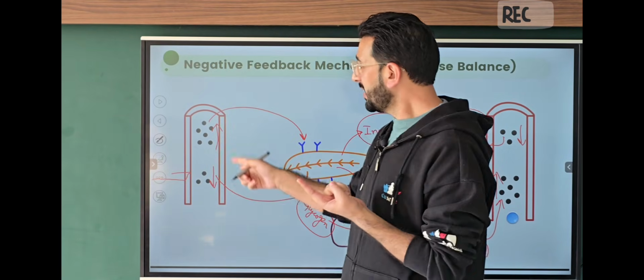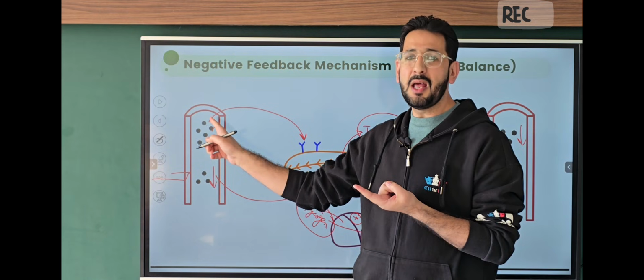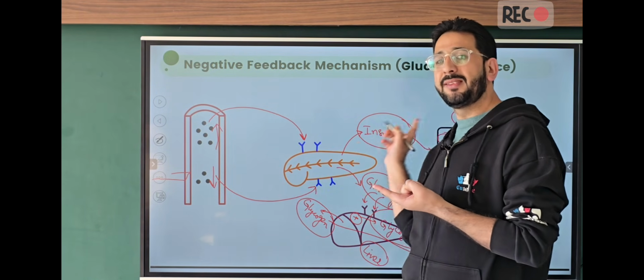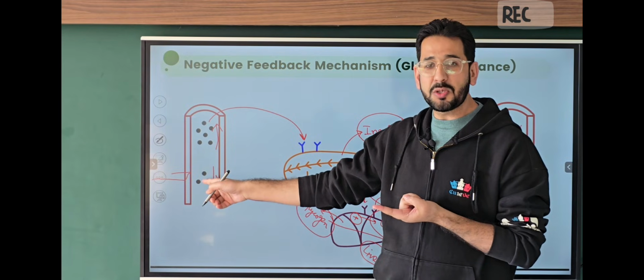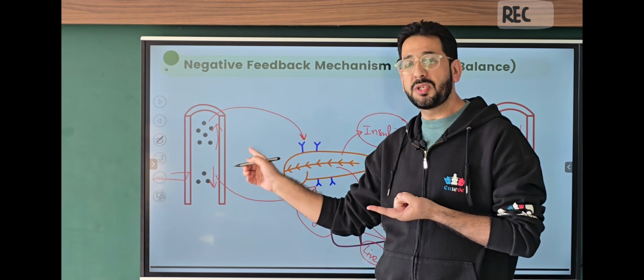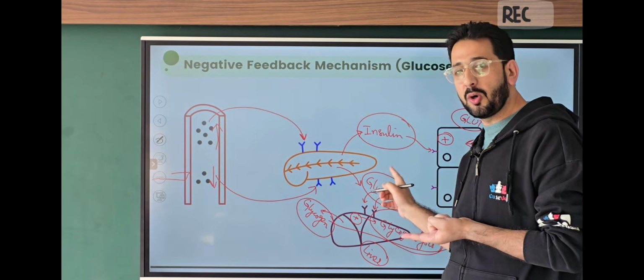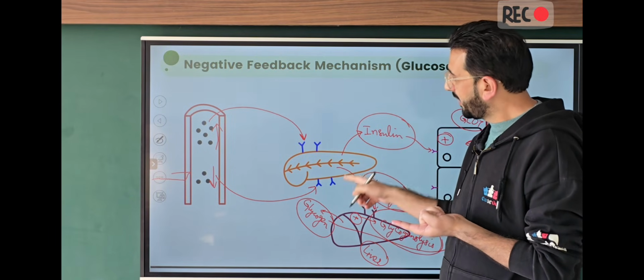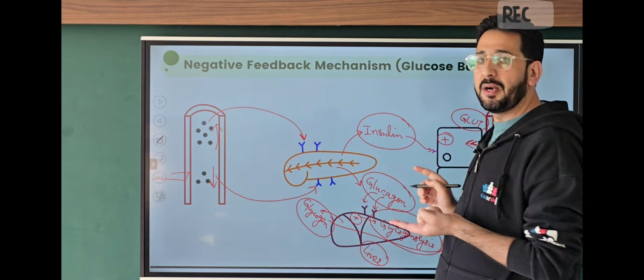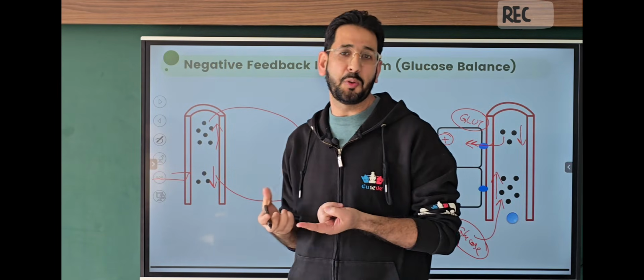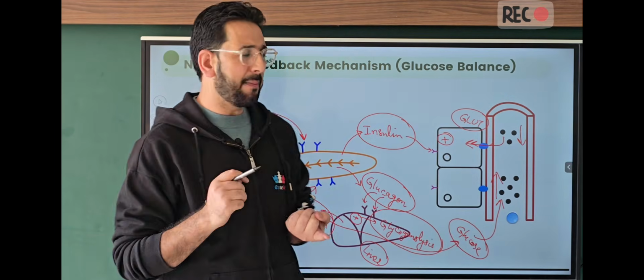There was increased blood glucose level, and our body secreted insulin that decreased the blood glucose level. If there is decreased blood glucose level, the change was opposed by secreting the glucagon, and glucagon actually converts the glycogen into glucose and takes that into the blood, increasing the blood glucose level. Okay, I hope this example is clear.